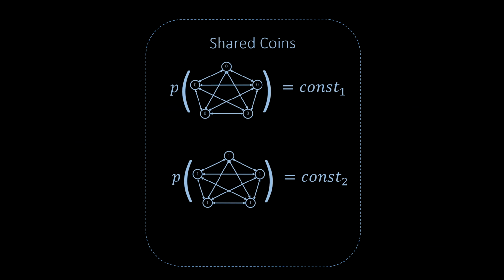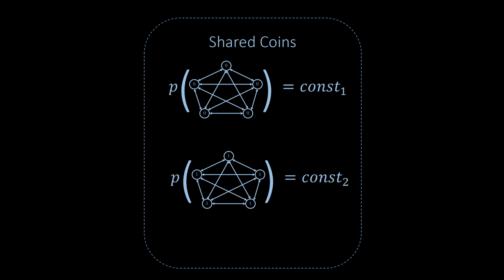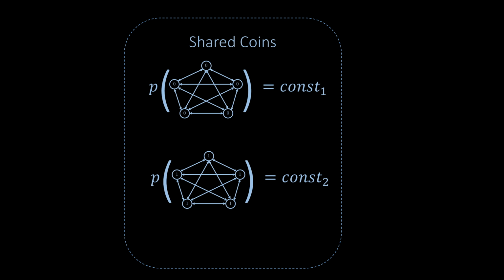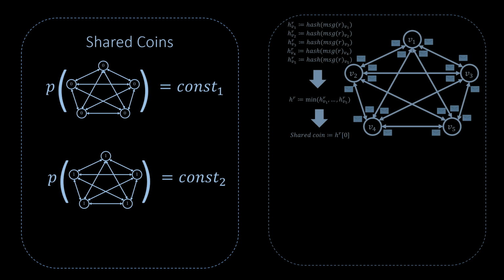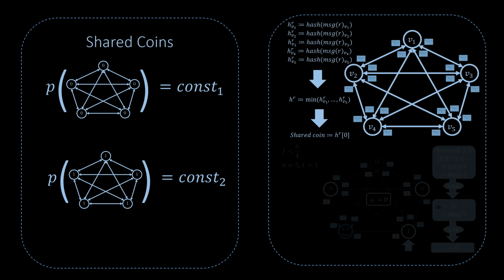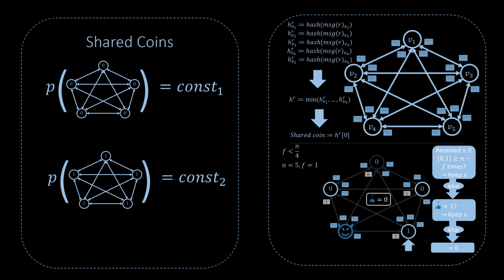Let's summarize what we've learned. We defined the notion of a shared coin. We then showed how a simple shared coin can be implemented using signatures and hashes, followed by a discussion on how this shared coin can be used to reach agreement quickly in a synchronous network if less than a quarter of nodes exhibit Byzantine behavior.